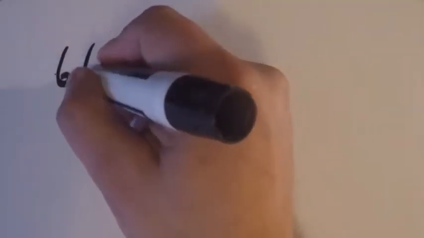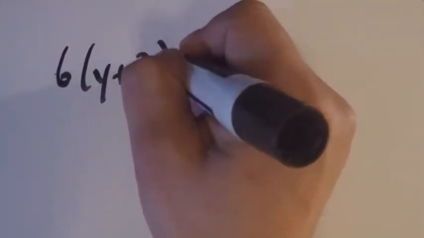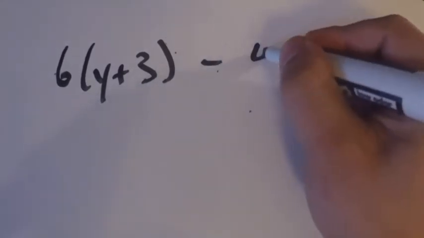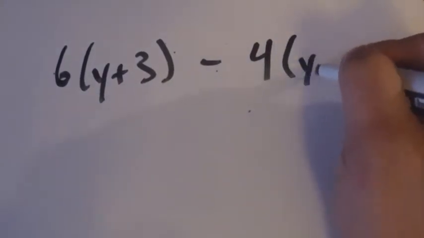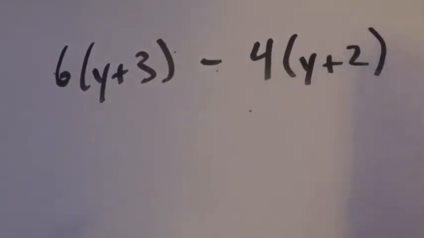So for this next part here, I'm going to write out the example that they have next on page 17, about halfway down. It says to simplify the expression: 6(y + 3) - 4(y + 2). In this case, we're going to be using two of the properties that we have talked about so far. We're going to use the distributive property and then the commutative property.